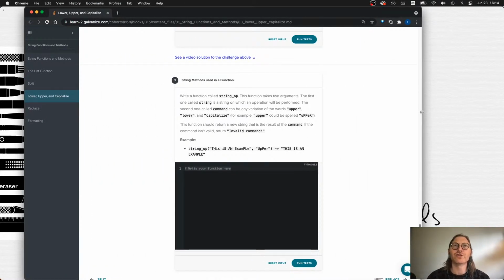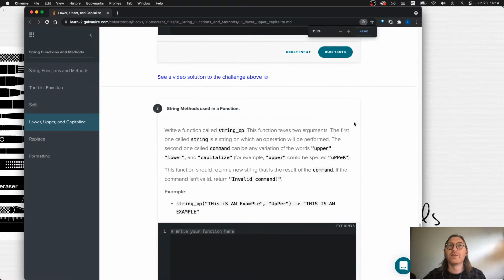So write a function called string up. This function takes 2 arguments. The first one, called string, is a string on which an operation can be performed. I know this is really tiny, isn't it? The second one, called command, can be any variation of the words upper, lower, and capitalize. For example, upper could be spelled U, capital P, E, capital R. This function should return a new string that is the result of the command. If the command isn't valid, return invalid command.